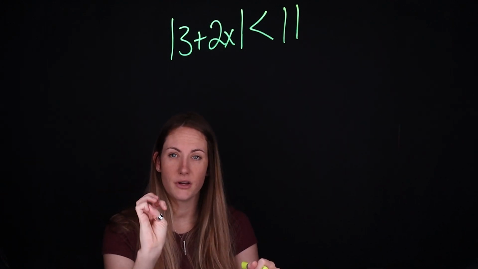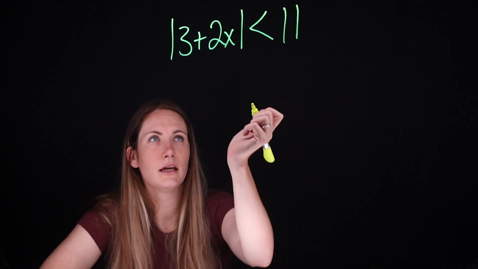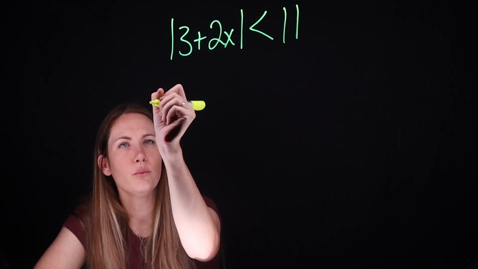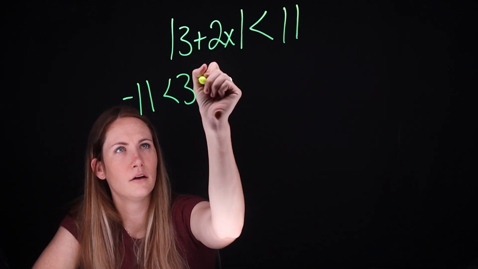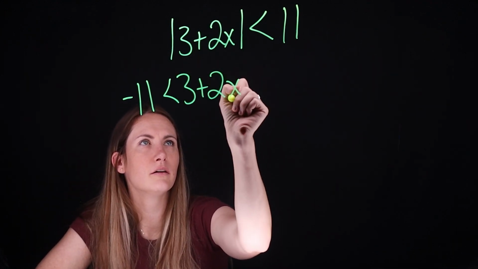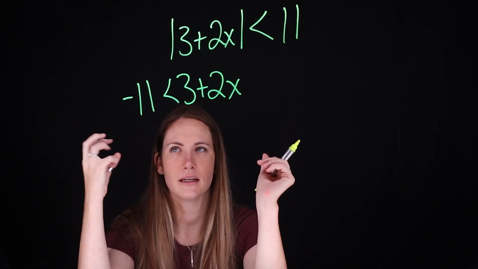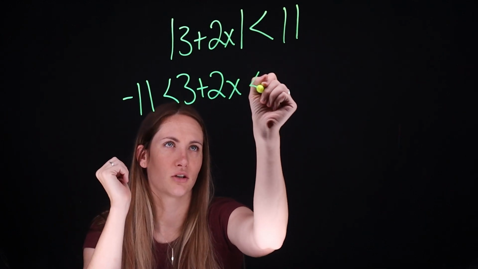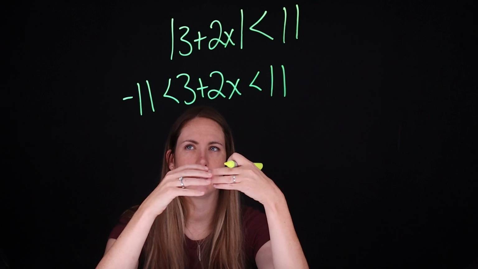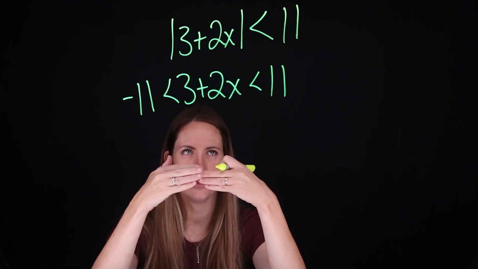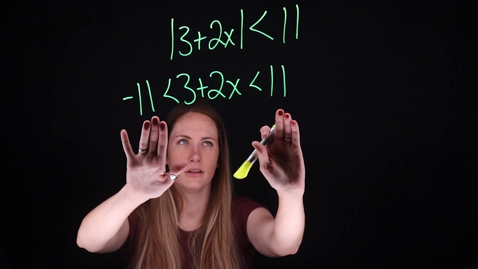When we have our absolute value, we know we have a positive and a negative, so we're going to go ahead and add our negative in here. But when we do this with an absolute value, if it's less than, that means that it's going to be between the negative and the positive. If it's greater than, it has to be on the outsides of it. But since this one's less than, it has to be between these two. So we put our absolute value between the negative and the positive.